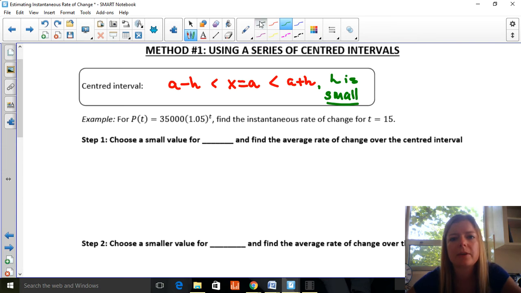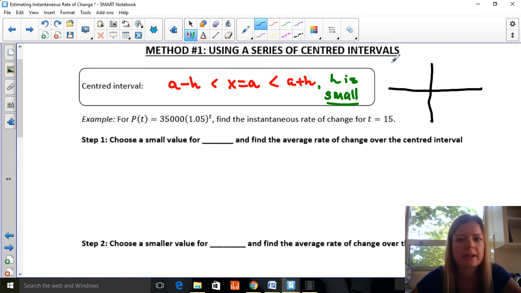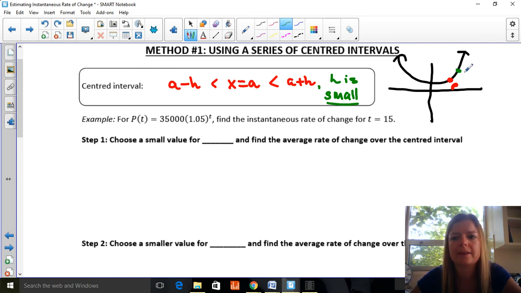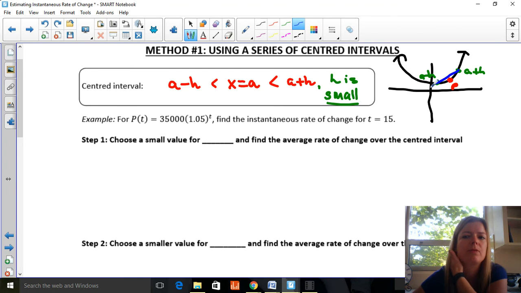What this looks like, if you want to draw a quick little diagram to give yourself a visual, is if you have a curve like this, and you have your point of tangency P, then you're going to choose a plus h, so you go a little bit that way, and then a minus h a little bit this way, and you're finding the slope of the secant connecting those two. The idea is the slope of that secant is a good estimate of the slope of the tangent here because it's parallel.